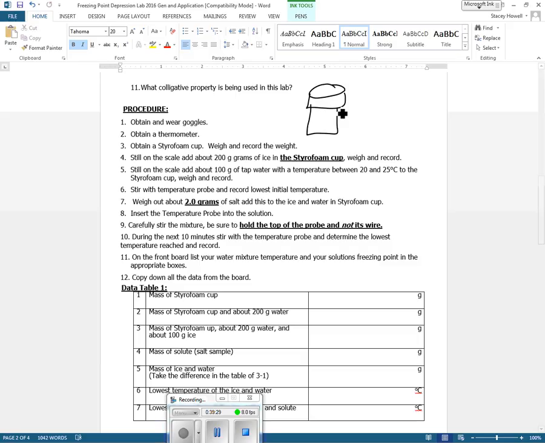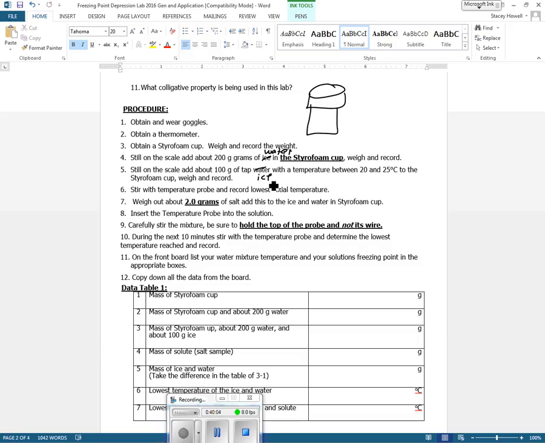Then you're going to put in about 200 grams of ice while it's on the scale. You're going to write down what that is, and you've got a spot down here to do it. Then you're going to add about 200 grams of water, and this is messed up. This should be water, and this is ice. So you're going to add about 200 grams of water and then about 100 grams of ice. Then you're going to get the temperature, whatever it is.